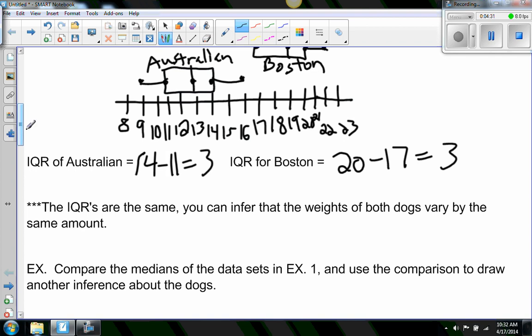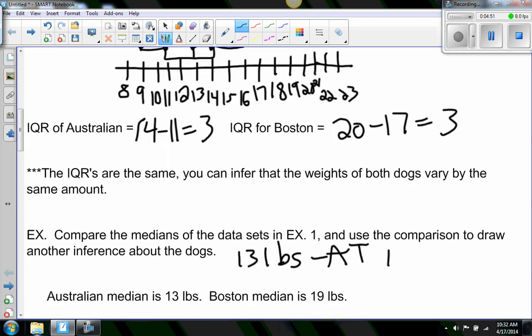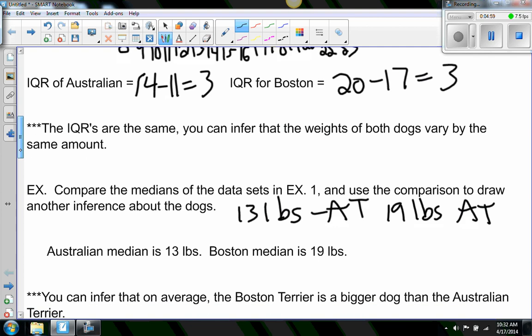Compare the medians. The median of the Australian is right here at 13, so you have 13 pounds for the Australian Terrier. For the Boston, the 3rd dot is the median, so it's at 19. So the Australian median is 13, and the Boston median is 19.